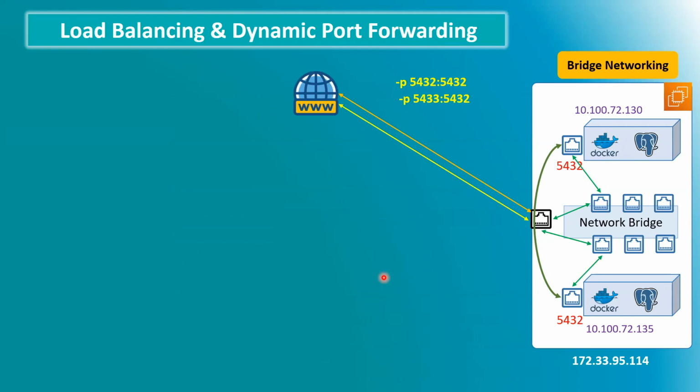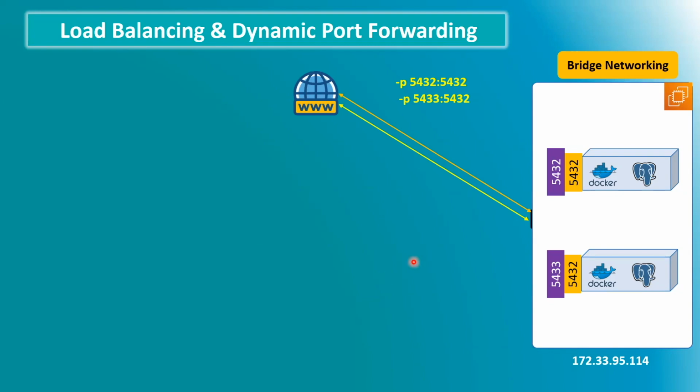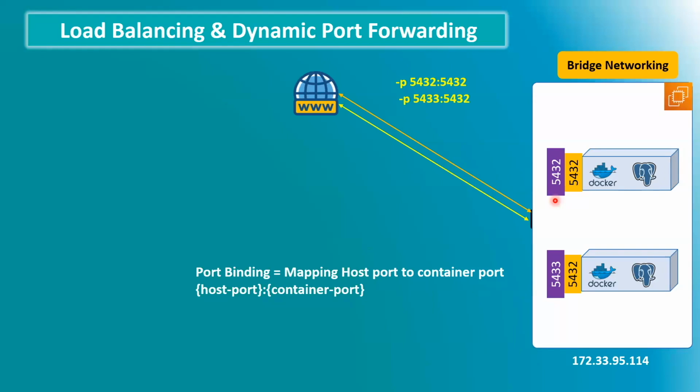For easy understanding, let's take a simple version of the same diagram. We have both the PostgreSQL containers. The yellow box denotes the container port and the purple box represents the host port. To expose the containers externally, we are performing port binding. That means we are mapping the container port with a host port. The host port is not static. Rather, Docker dynamically assigns a port to each container based on the container launch sequence.